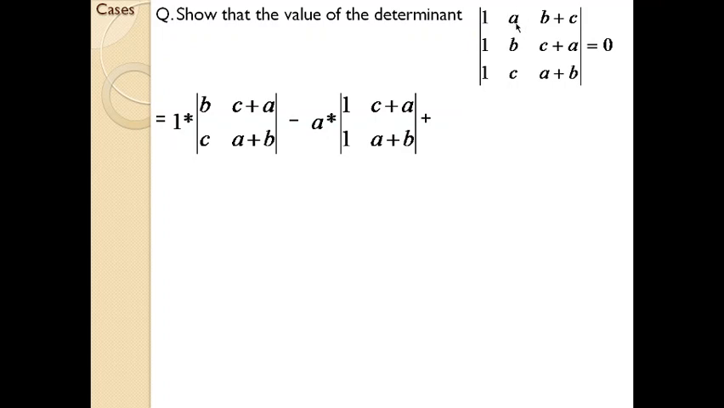Once you select A, the items in that row and column will be neglected. So the remaining numbers are 1, 1, C plus A and A plus B. See, 1, C plus A, 1, A plus B. Once you put minus, you have to put plus. The next value is B plus C. Remember, the next element is B plus C.